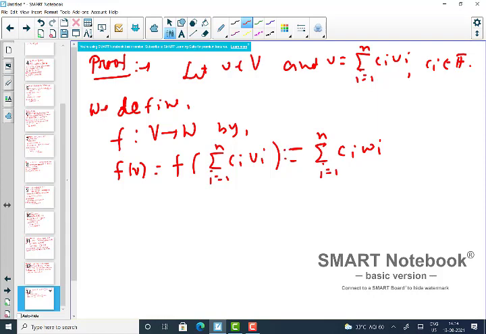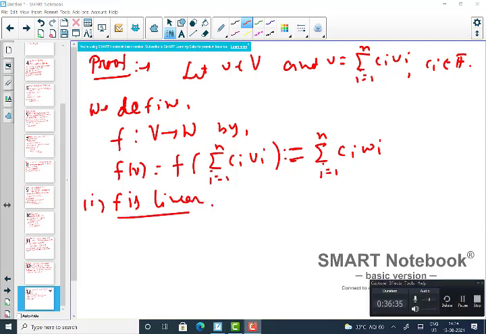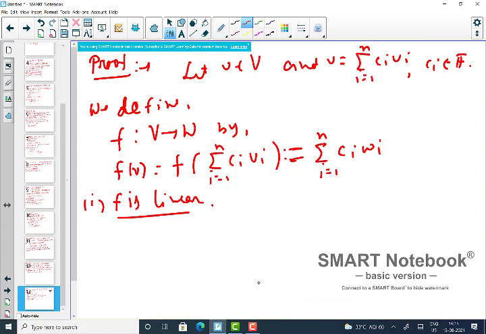This colon-equals means a definition. So this is my definition. Now if I define it this way, first of all I need to prove this is a linear map. So the claim is that F is linear, and that is very much obvious. You can easily prove it is linear.